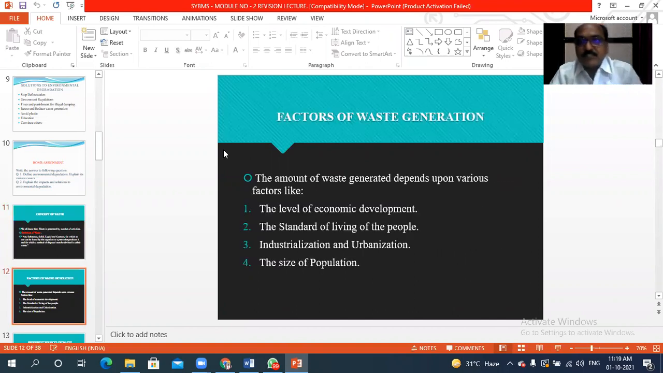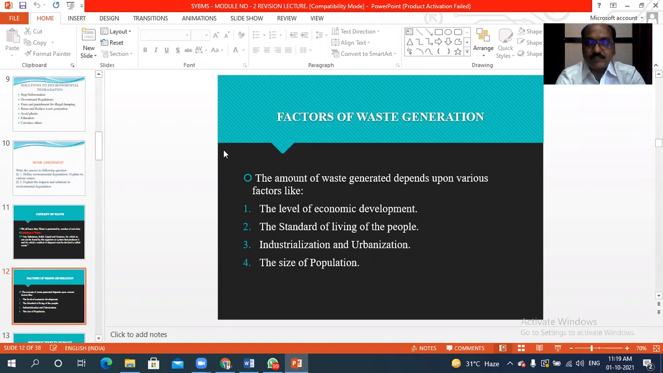After that, next you see, dear students, factors of waste generation. You see, dear students, these are the four most important factors which are responsible for generation of waste in the world. First, the level of economic development. Second is the standard of living of the people. Then third is industrialization and urbanization. And fourth is the size of population.